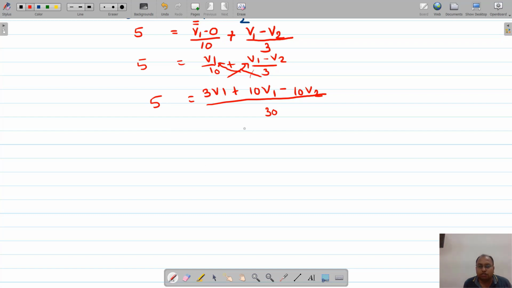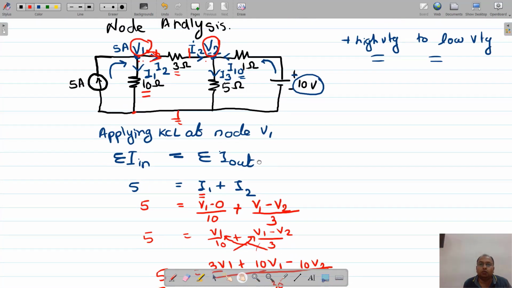5. Whenever we take this 30 to the left hand side, it is going to become multiplied with 5. So 5 into 30 is going to become 150, right? Is equal to 3V1. 3 plus 10, how much will it be? It is 10V1. Sorry, 10 plus 3, it is going to become 13V1 minus 10V2. So this is nothing but the equation that we have got after applying KCL at node 1. Is that fine? Now let us apply KCL at node 2.